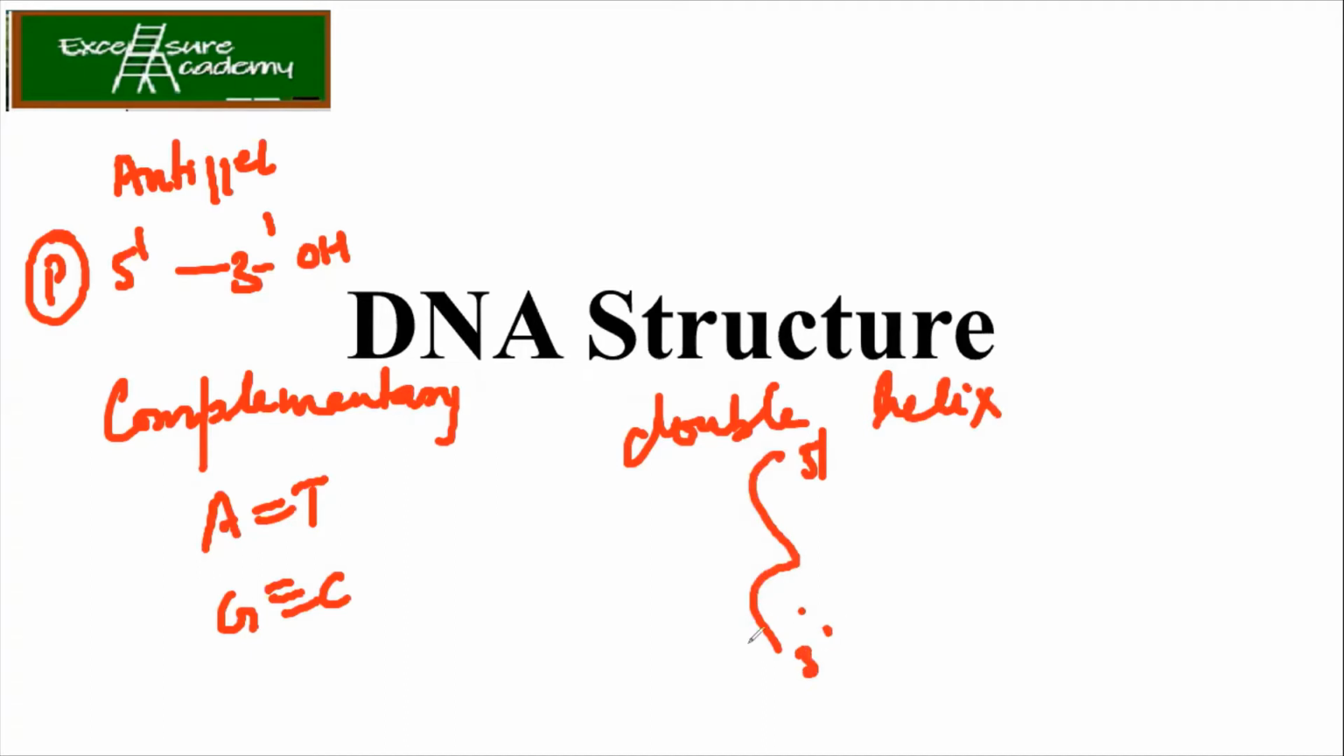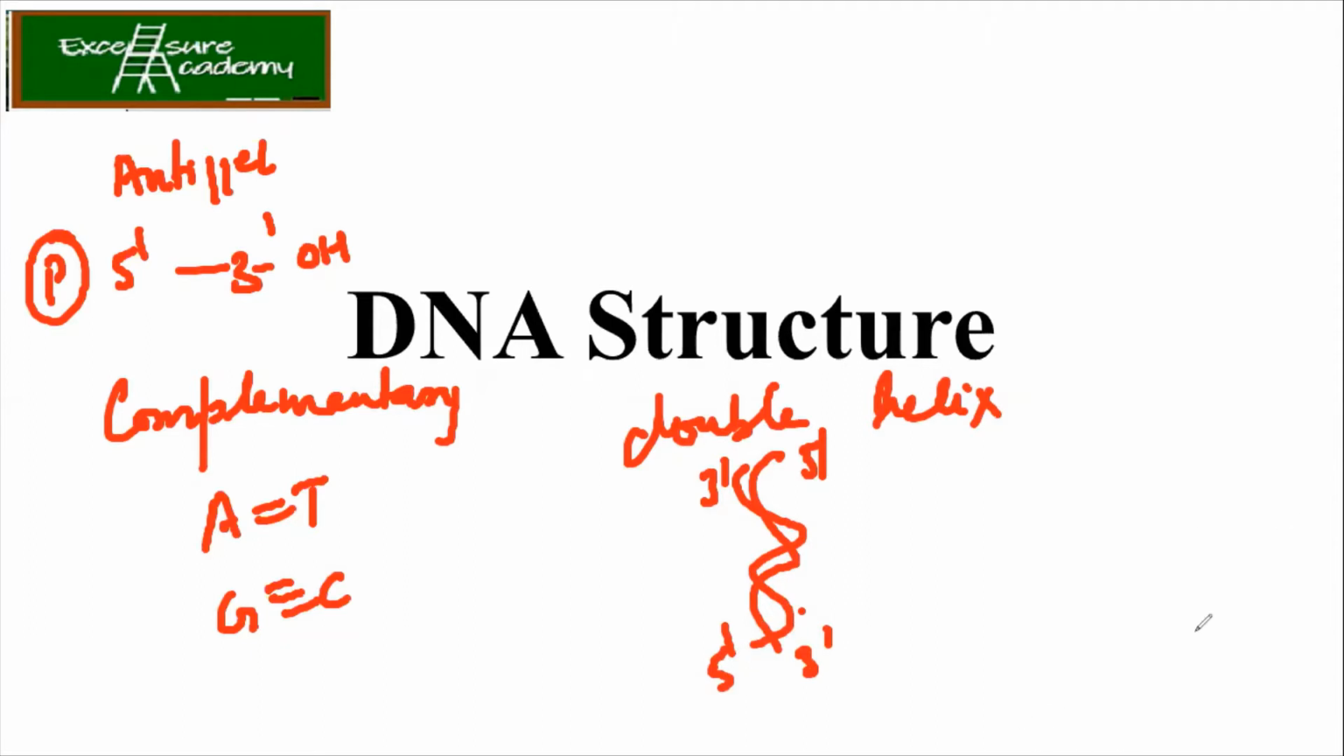Anything else you would like to share? Double helix. Yes, correct. That is the basic thing. Double helix is there, so that's why we have 5' then 3', and the other one will be 3', 5'. Then what else?